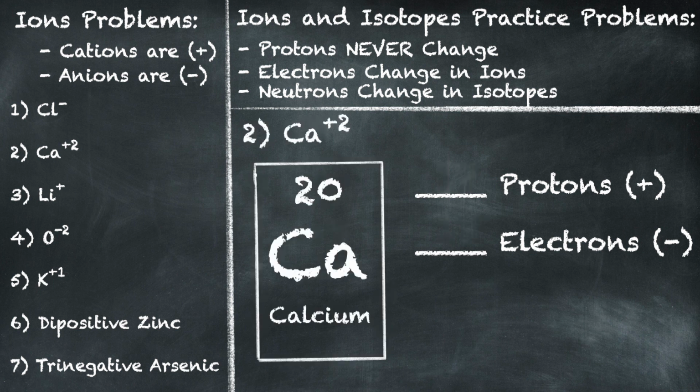Next one, calcium plus 2. Calcium has a plus 2 charge, meaning it has 2 more protons than electrons. We also know that the number of protons never change, only the electrons do. So calcium's atomic number is 20, that means it has 20 protons. If it has 2 more protons than electrons, the plus 2, then it's going to have 18 electrons. So 20 protons, 18 electrons.